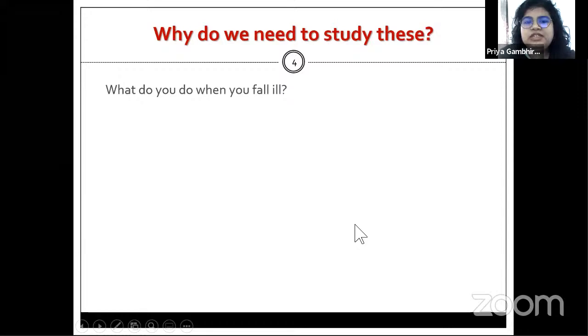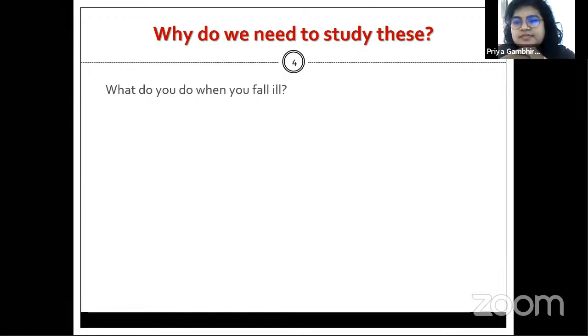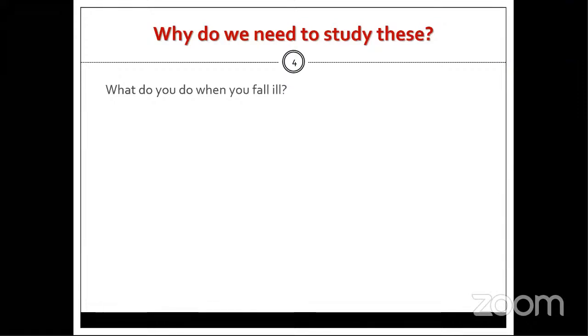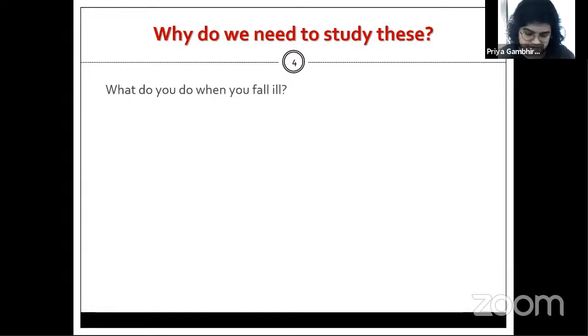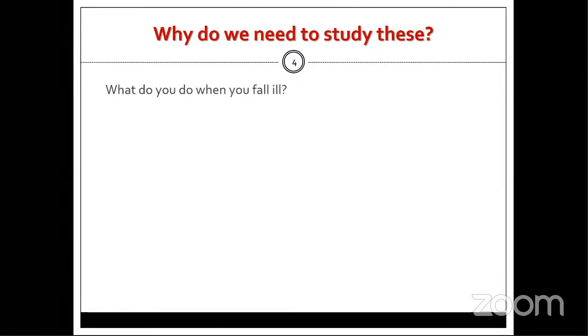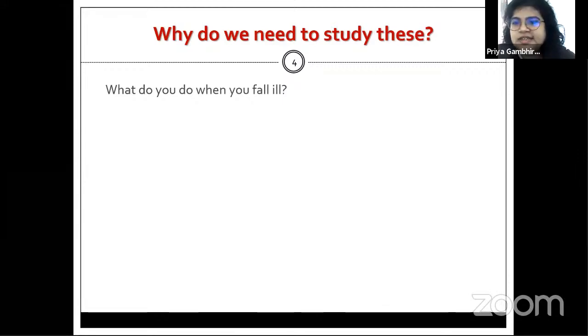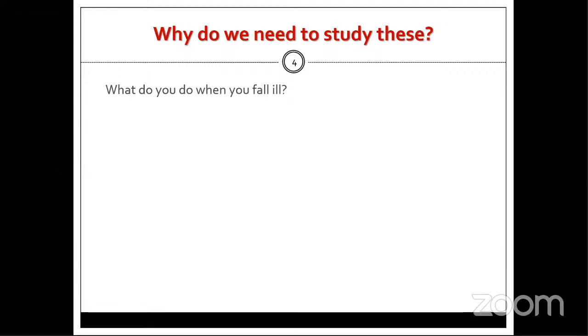And then why do we need to study these? What do you do when you fall ill? Anybody? When you feel that you are suffering from something, what is the first thing you do? There's no right answer. Just give your guesses. Consult a doctor. Okay, you consult the doctor. So what does the doctor say? Does he prescribe you any tests? Depending on symptoms, yes, ma'am.